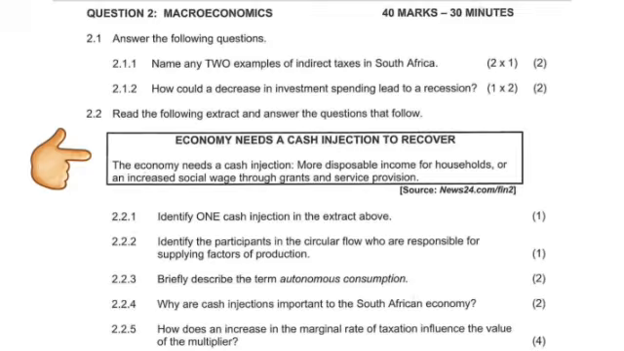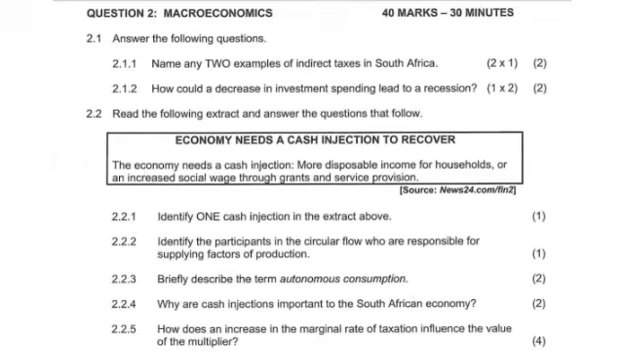Then we are in 2.2. 2.2 says, read the extract and answer the questions that follow. Economy needs a cash injection to recover. That is our heading. It says the economy needs a cash injection, more disposable income for households, or an increased social wage through grants and service provision. By injections, this is another thing that you find again in the circular flow. Injections are those things that we inject into the economy to help the economy pick up. So cash injections, basically we are saying that the economy needs more cash that is circulating in the economy. The cash needs to circulate. If the cash is not circulating, then it means that we are going to face some problems.